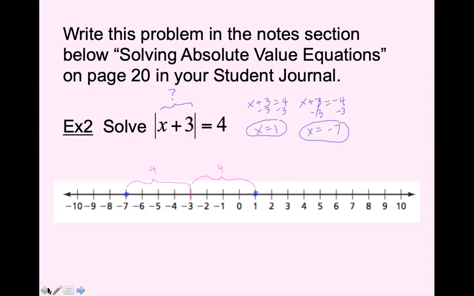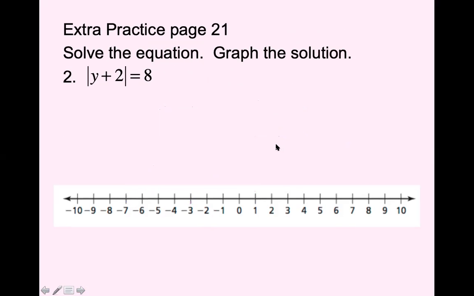All right, let's look at another problem. This is extra practice, page 21. It says solve the equation and graph the solution. So again, I want to know what numbers could replace this and end up with a +8. So remember, the absolute value of a +8 is 8, and the absolute value of a -8 is 8. So I'm going to write my two equations.